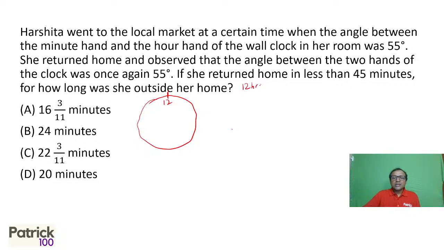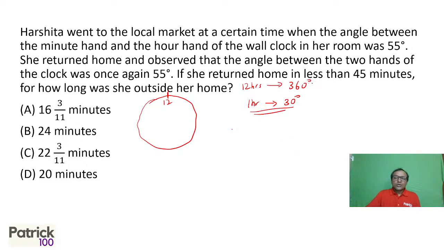So 12 hours stands for 360 degree. The full circle is 360 degree. So 1 hour is basically 30 degree. If you look at full 12 hours is 360 degree, so when you take 1 hour, it becomes 30 degree. That's one fundamental that you need to understand.